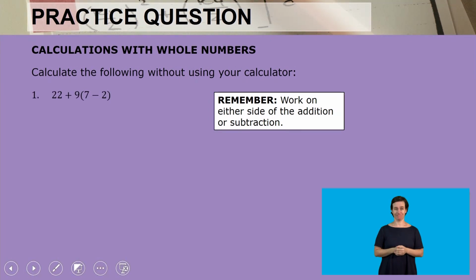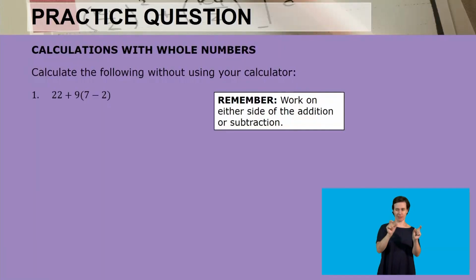Now, you need to remember that when we are working with multiple operations, we are working on either side of the addition or subtraction. So this means here that we are going to focus on that first before we can add that 22. So we have here 22 plus, and you have two choices here. You can either work out what's in the bracket first, say 7 minus 2, or you can use the distributive method that we have learned.